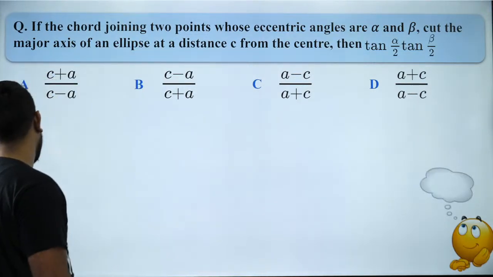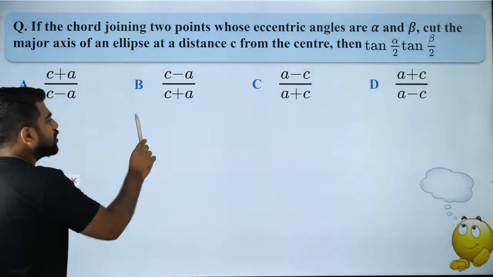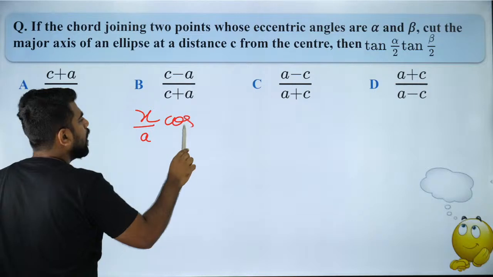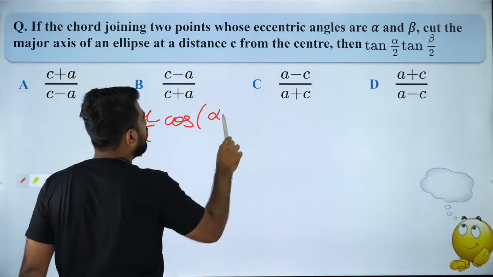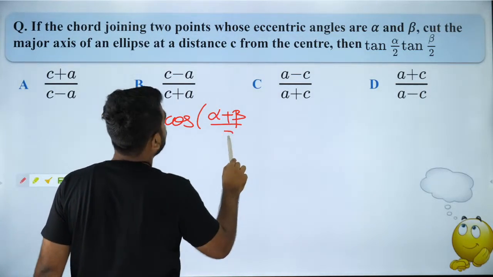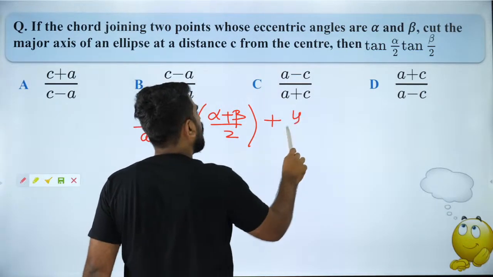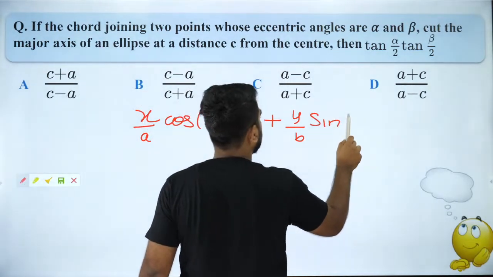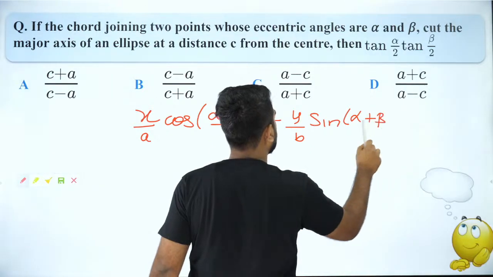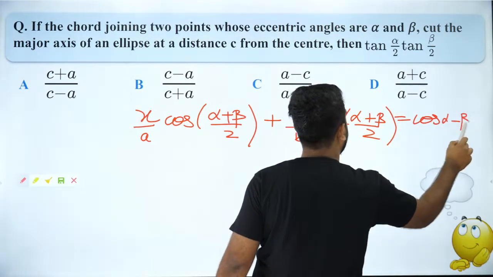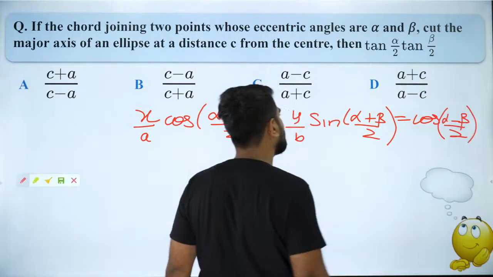Please listen carefully, guys. So what is the equation of chord? We know that the equation of chord is x by a cos of, let's say, alpha plus beta by 2. We have alpha plus beta only, right? And you will have plus y by b sine of alpha plus beta by 2 is equal to cos of alpha minus beta by 2. Are you all clear with that?